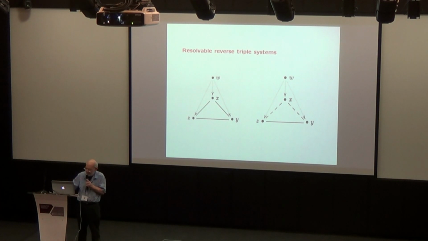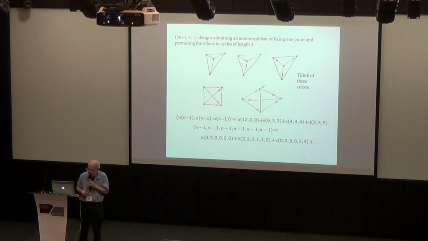Resolvable reverse triple systems. That's even more special than Kirkman designs. These can be defined as designs, but the existence turns out to be equivalent to this graph decomposition problem. This is a generalization of reverse triple systems.